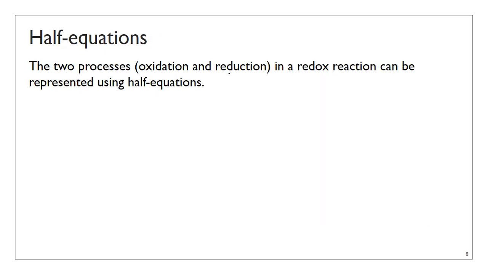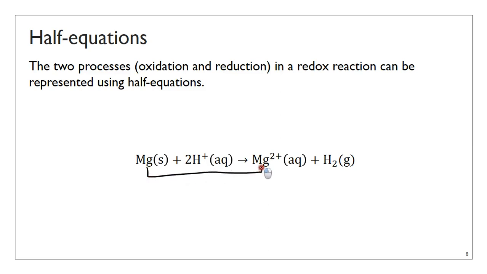Okay, so half equations. The two processes, the oxidation and reduction, in a redox reaction can be represented using half equations. So as the name suggests, the half equations do not represent the whole thing, it just represents half. So it either represents the oxidation, which is the losing of electrons, or reduction, which is the gaining of electrons. So if we go back to this example, remember that magnesium loses 2 electrons here and the hydrogen ions gain 2 electrons. So you can actually represent these two processes using equations.